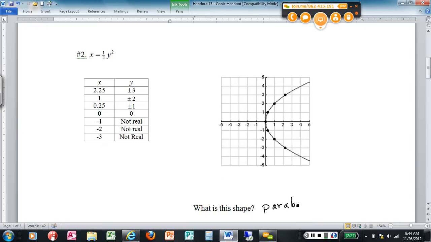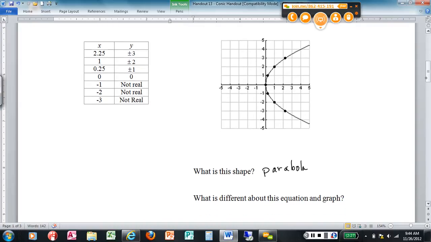But what's the difference there? I usually call it a sideways parabola, as opposed to a vertical parabola that we've been doing. So what is different about this equation and graph? Graph-wise, it's sideways instead of vertical like we normally see parabolas.